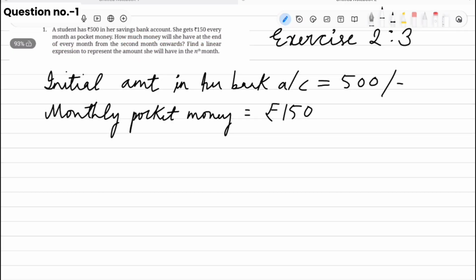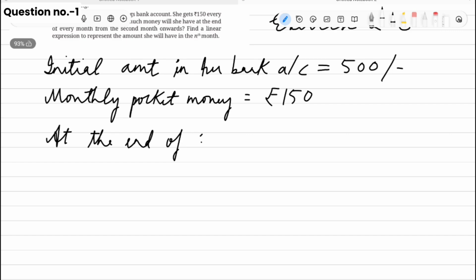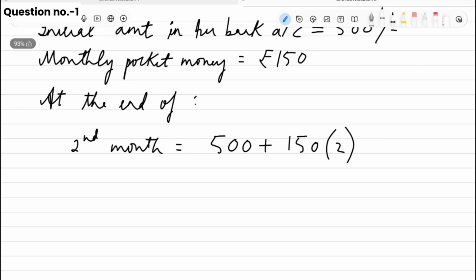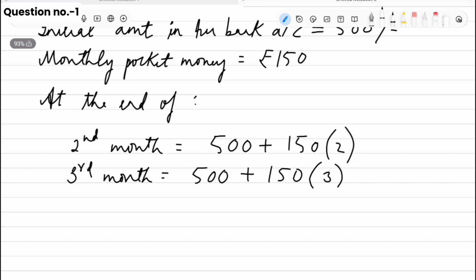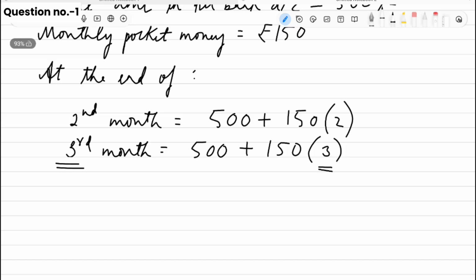So at the end of second month, हमसे पूछा है, पहले हम second month का निकालेंगे. तो second month के end में 500 इसके बैंक अकाउंट में ऑलरेडी है, so that will be as it is plus 150 into 2, क्योंकि सेकेंड मंथ के एंड में इतना अमाउंट होगा. फिर ऐसे अगर हम थर्ड मंथ के एंड में कैलकुलेट करें तो it will be at the end of third month 500 plus 150 into 3. तो जितने भी नंबर ऑफ मंथ्स होंगे उतना ही ये इंटू में आएगा.